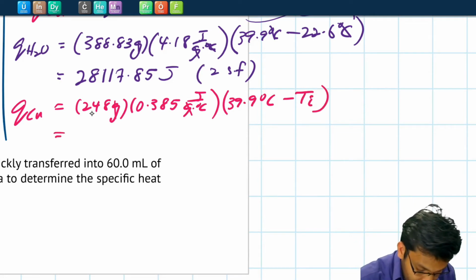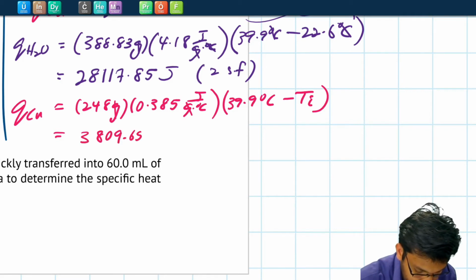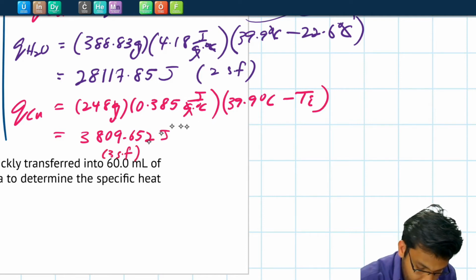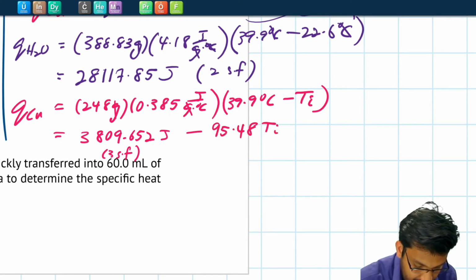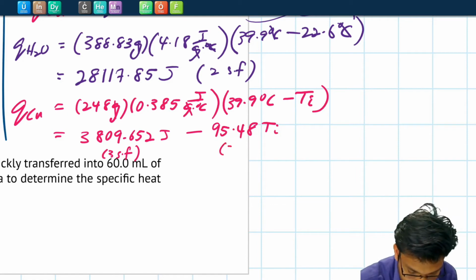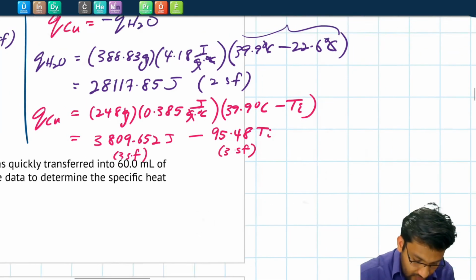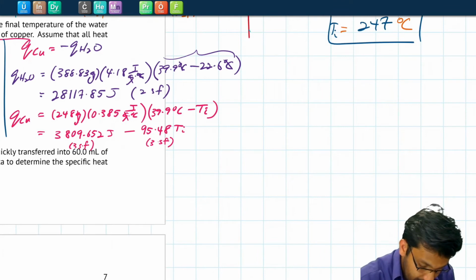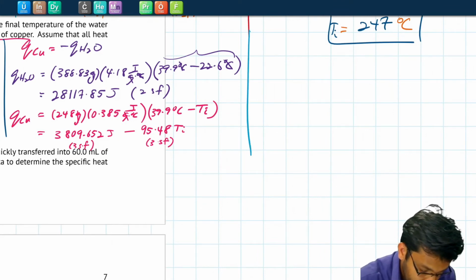Okay, so if you multiply 248 by 0.385 by 39.9, you get 3809.652 units of joules, and that's to 3 sig figs. If you multiply 248 by 0.385 by negative Ti, you get minus 95.48 times Ti, negative 95.48 times Ti, and that's the 3 sig figs.